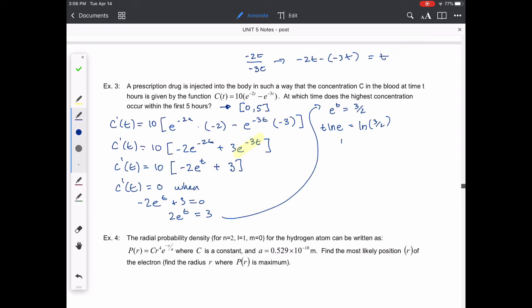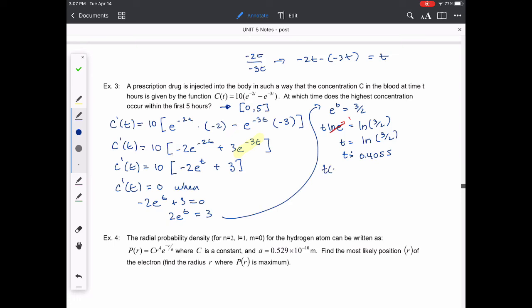So our t in essence is going to be equal to ln of 3/2 divided by ln of e, which ln of e is 1. So if I put ln of 3/2 into our calculator, we get t is equal to approximately 0.4055. Since we're testing to see what the highest concentration is, we have to test at 0, 0.4055, and 5 for t.